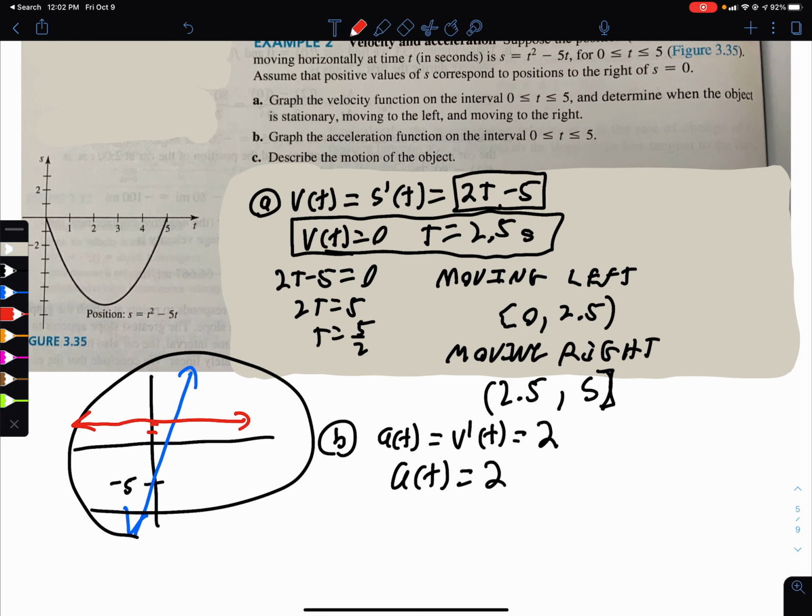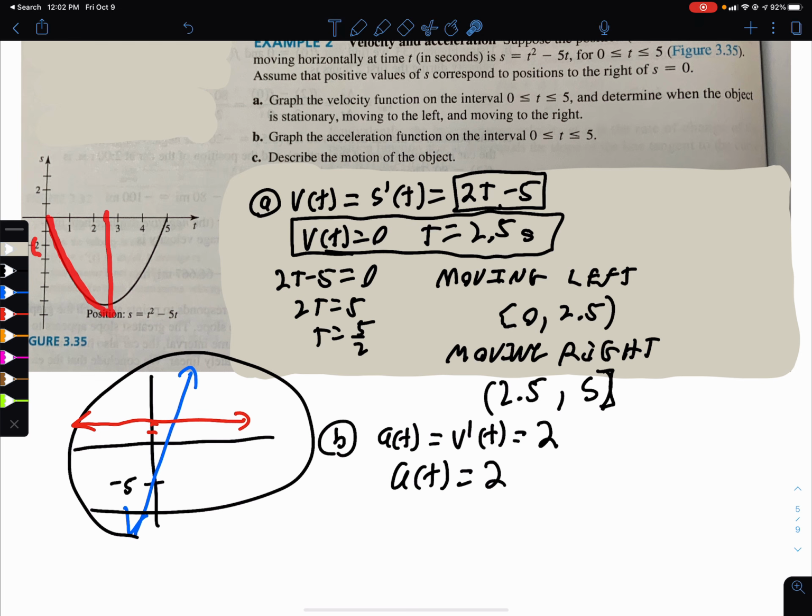In part C, describe the motion of the object. So you can say it constantly accelerated at 2. The velocity, I don't know how to describe. I'll do this. So look, here's the starting position. The position is becoming more negative. That means it's moving to the left. So it's moving to the left for the first 2.5.